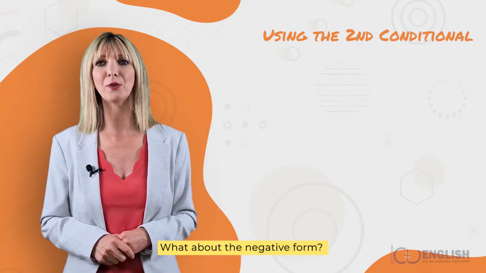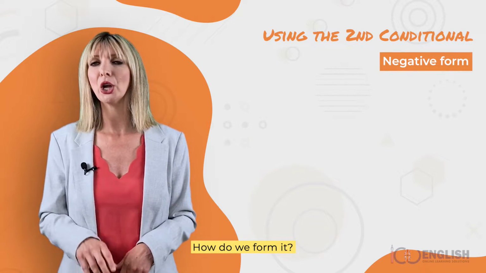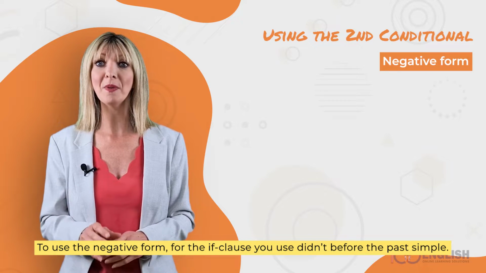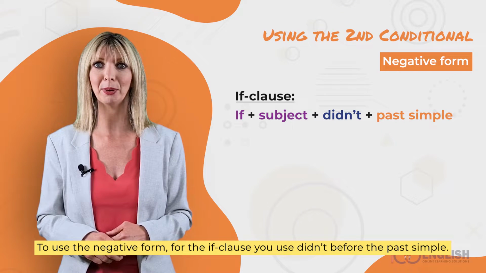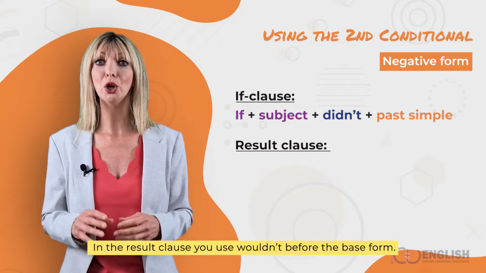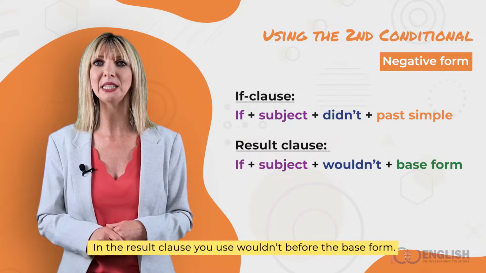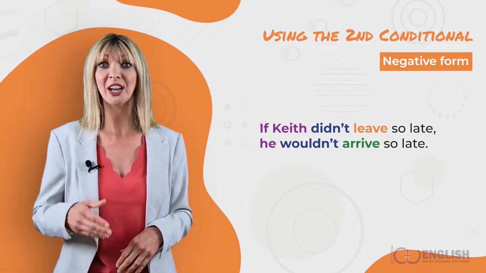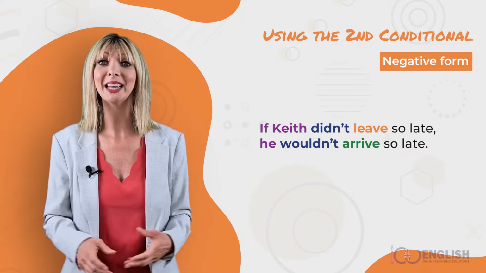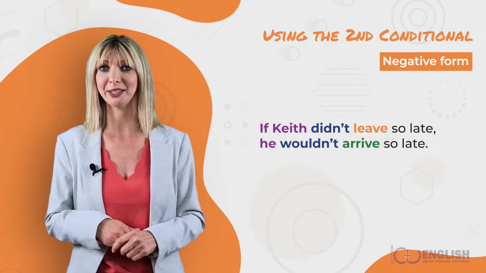What about the negative form? How do we form it? To use the negative form for the if clause, you use didn't before the past simple. In the result clause, you use wouldn't before the base form. Let's look at some examples. If Keith didn't leave home so late, he wouldn't arrive so late.